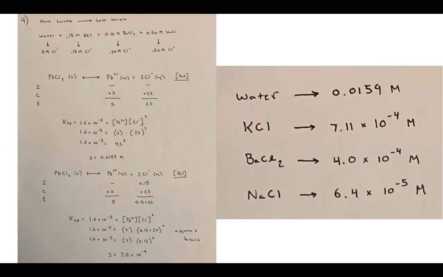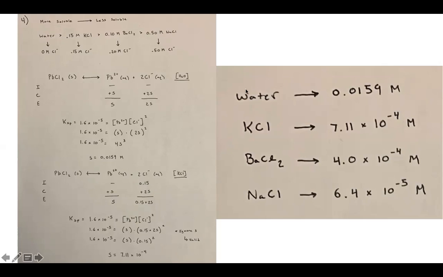Now if you wanted to do this for the barium chloride or sodium chloride solutions, the only difference compared to how I solved it for the potassium chloride solution is that you would just have a different initial amount of chlorine. That's the only difference. So if it was the barium chloride, you'd plug in 0.2 for your initial amount of chlorine. And if it was the sodium chloride, you'd plug in 0.5.